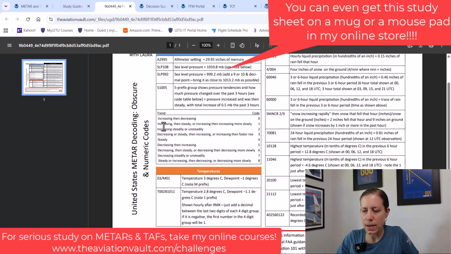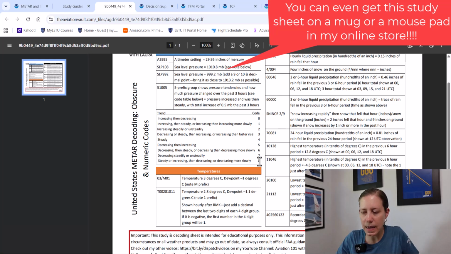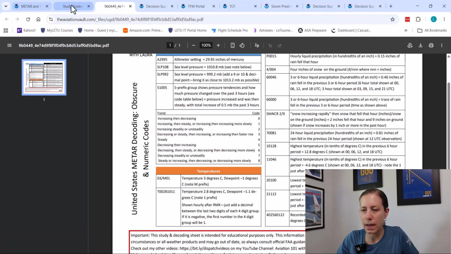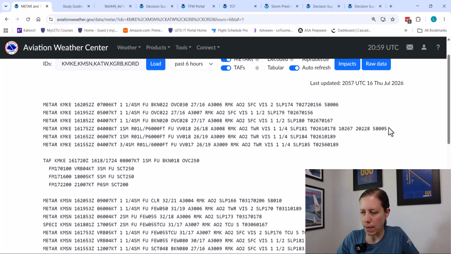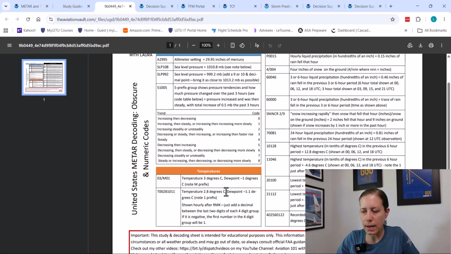And here is the pressure tendency, so the 5 group, and that said it was 8. So that means it was steady, and then the last part of that METAR was 005. Okay, so it was steady, and it went up by 0.5 millibars.